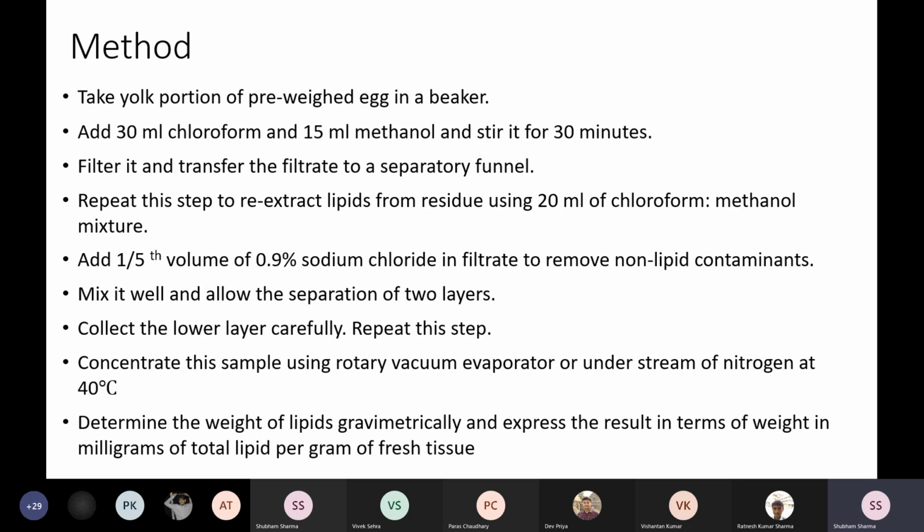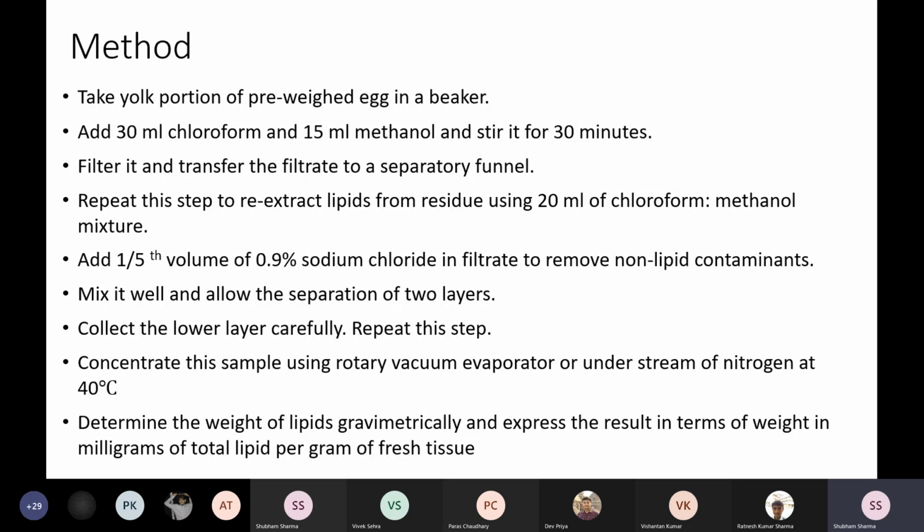After that, we will transfer the entire filtrate to a separatory funnel. Then we will add sodium chloride, 0.9% solution, at a 1/5 volume in order to remove the non-lipid contaminants. We will mix the mixture very properly, put it into the separatory funnel and leave it for some time so that two layers or phases can be formed. Very carefully, we will collect the lower part, which contains the lipid. We will repeat this step so that proper extraction of the lipid can take place.